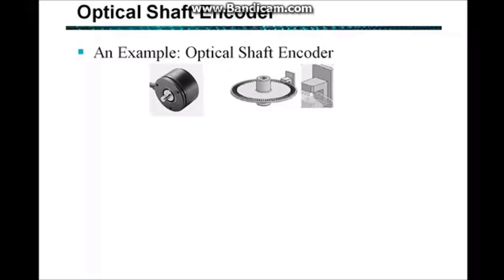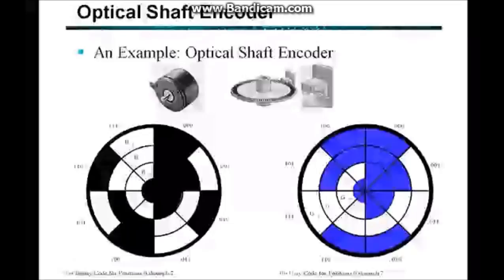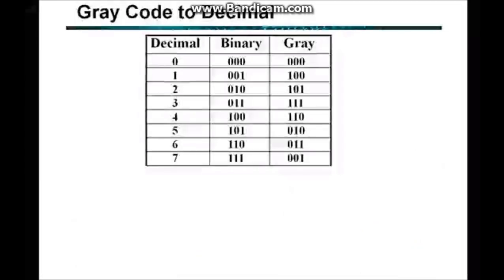Alright, let's consider an optical shaft encoder example where we have a motor and we want to know the position of that motor somewhere around the 360 degrees. So we can use an optical shaft encoder for that, where we have a light source projecting through and a photosensor on the other side, and then some sort of encoded disk that we're going to use to indicate where we are around that disk. So let's consider two possibilities, one being the binary code for the positions and the other being gray codes for the positions. This is the table for decimal to a 421 coded binary decimal and the gray code equivalent.